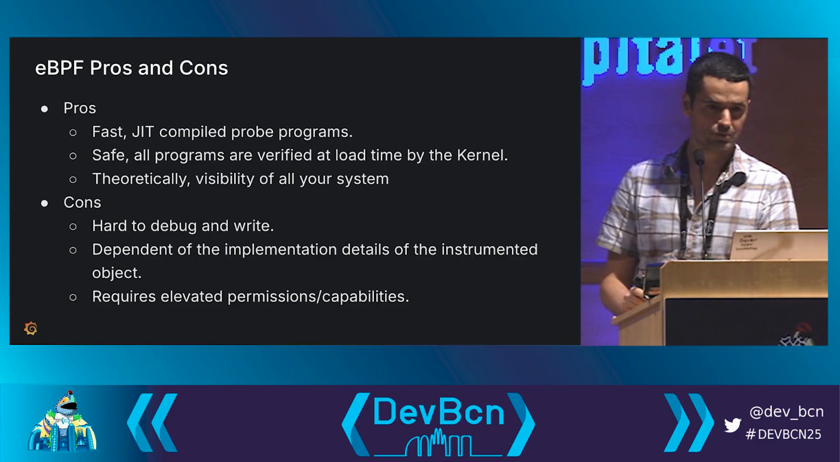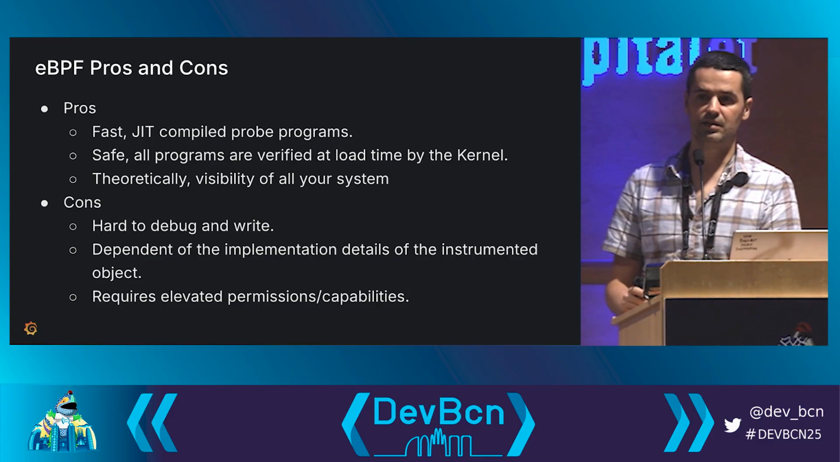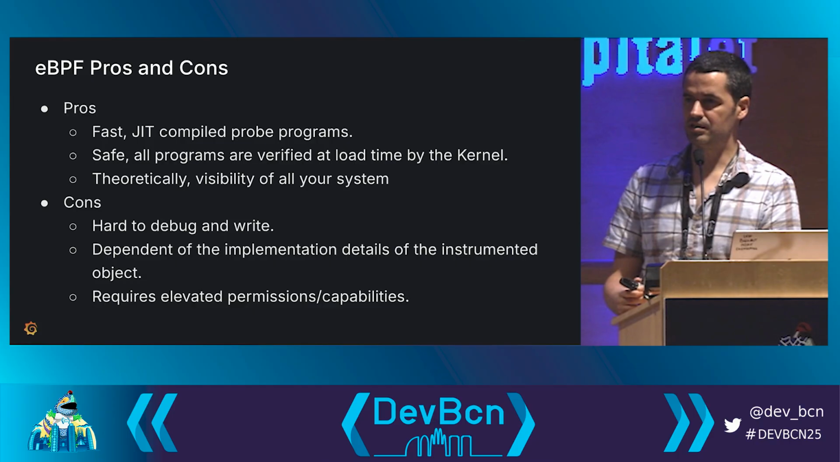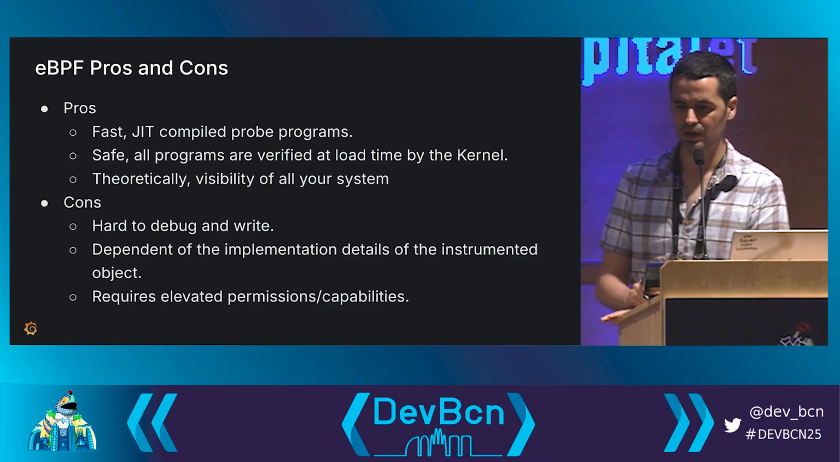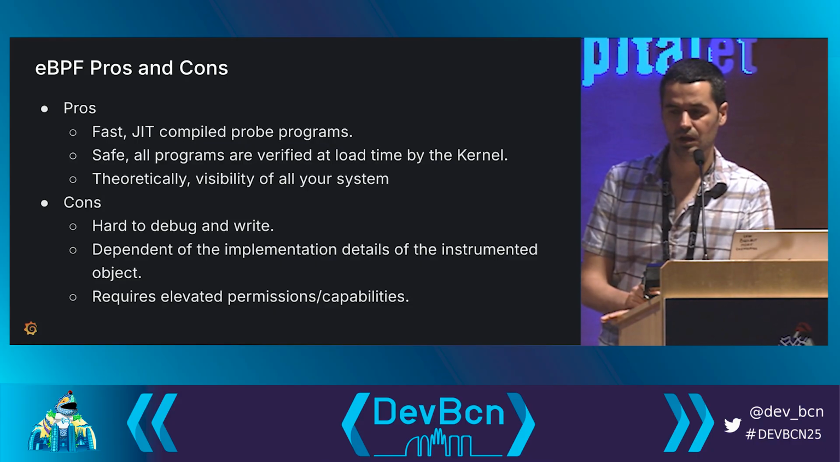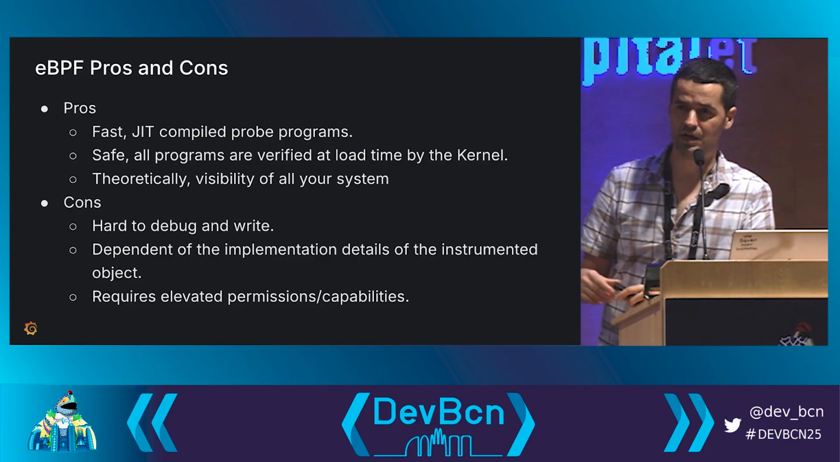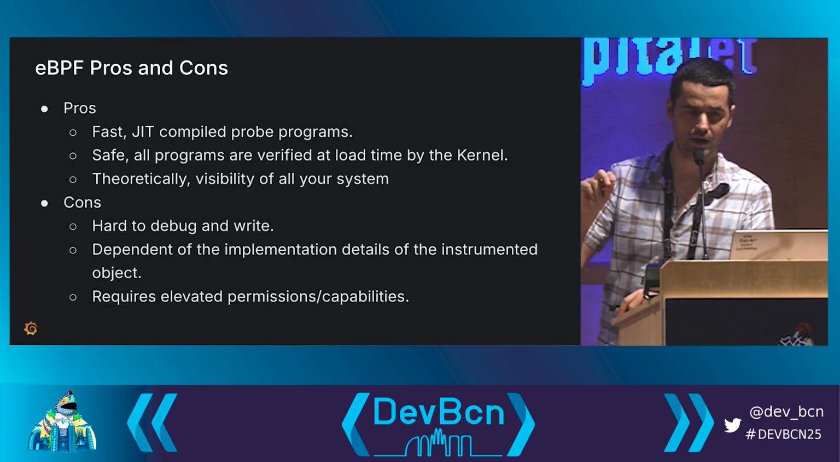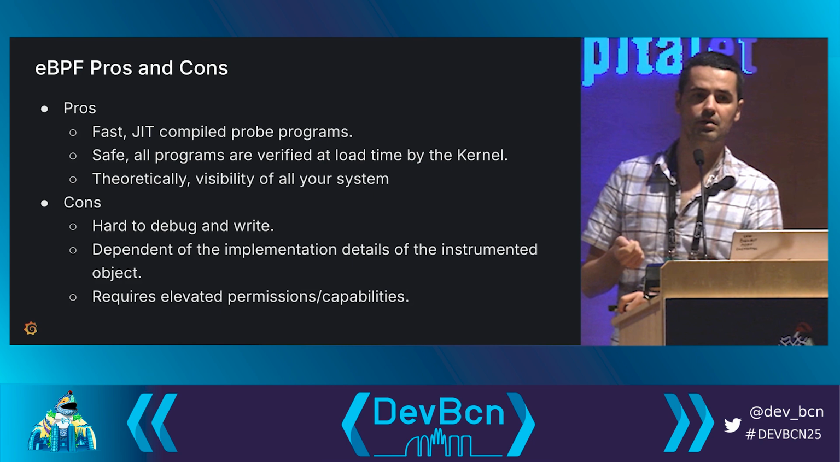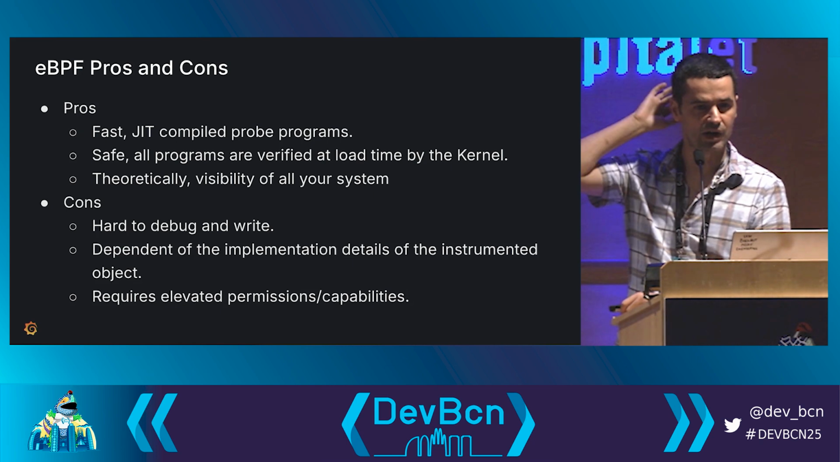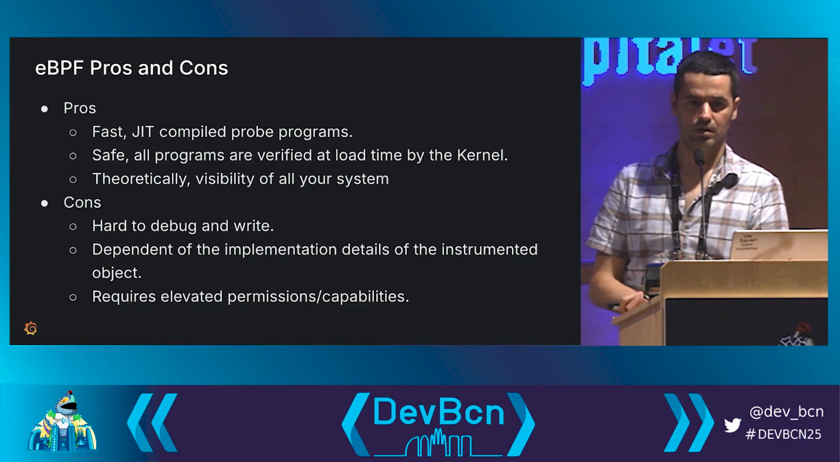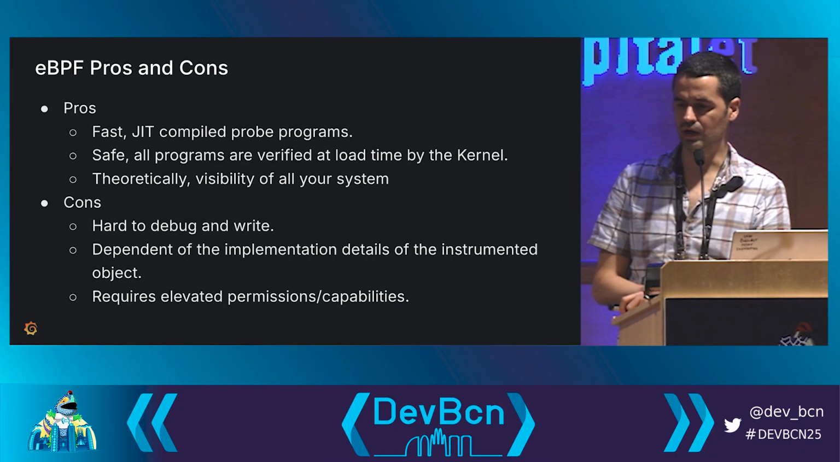So eBPF is not magic. It has gained a lot of hype, but this is not the definitive silver bullet for all your problems. It has a lot of pros and cons. The pro is that it is pretty fast, even if the programs are compiled to a bytecode. Then the Linux kernel compiles it to native code just in time. So it is usually pretty fast and has a very, very low footprint on your software.